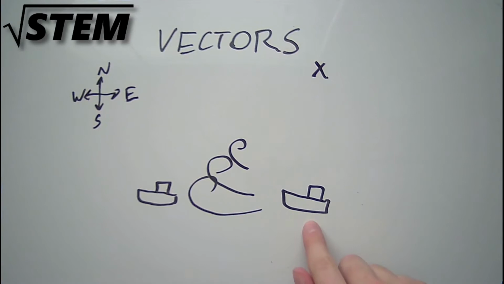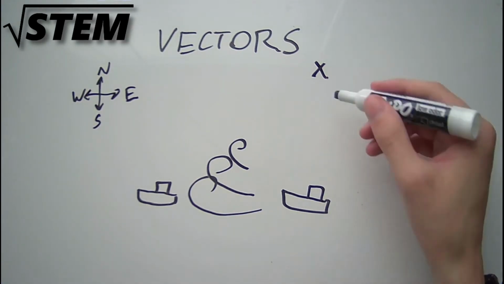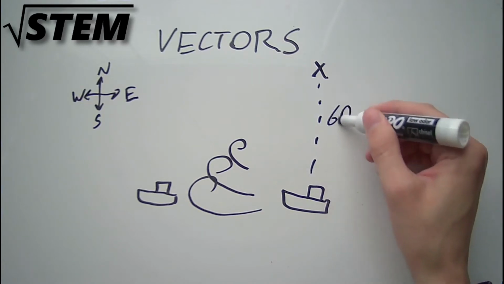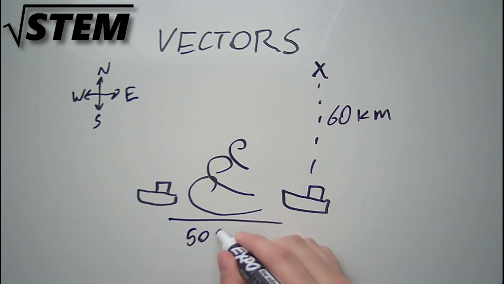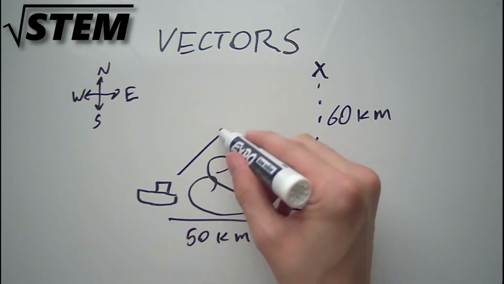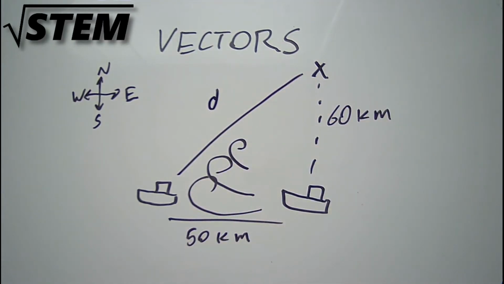So let's say this boat is setting out to sail for a destination up here that is 60 kilometers away, but right when they start, a terrible wind blows them 50 kilometers off course. Now we need to know how far does he have to travel and what direction does he have to travel.